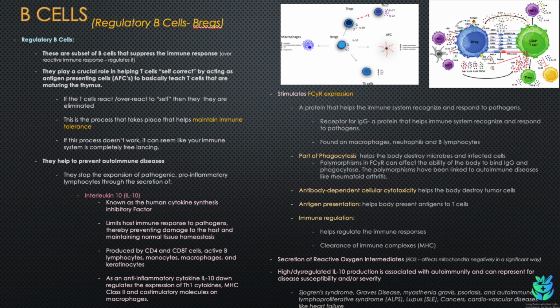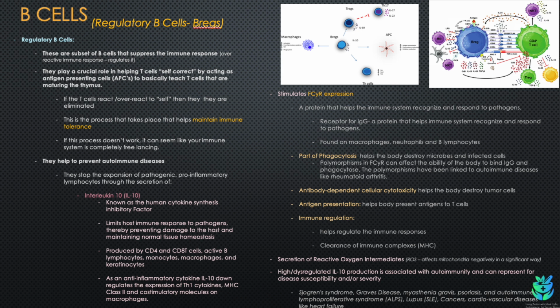Regulatory B cells also help to prevent autoimmune diseases because, like I said, regulatory B cells suppress an overreaction of the immune system. They stop the expansion of pathologic pro-inflammatory lymphocytes through the secretion of interleukin 10. Interleukin 10 is known as the human cytokine synthesis inhibitory factor. So basically, the interleukin 10 is the chemical or the cytokine that gets released to help prevent your immune system from going haywire and overreacting. This helps prevent damage to you and maintains normal tissue homeostasis.